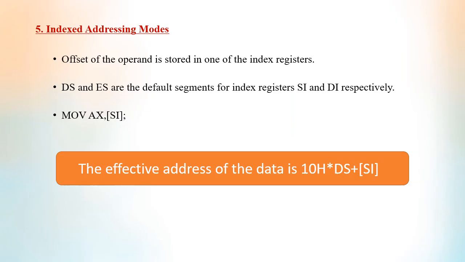In the 8086 microprocessor, there are two index registers. They are SI and DI. When the offset of the operand is stored in any one of these index registers, we call that indexed addressing mode. Data segment and extra segment are the default segments for index registers SI and DI respectively. Let us consider an example, MOV AX, [SI]. SI is the source index register. It contains the offset value in the data segment where the operand value is stored. We can calculate the effective address of the data using this formula: 10H × DS + SI.